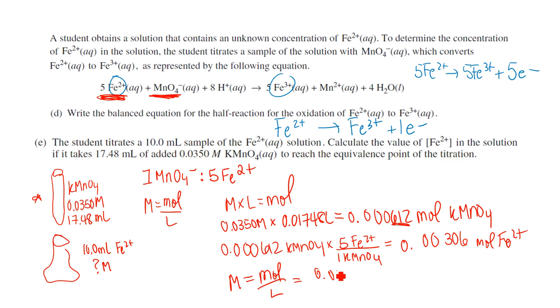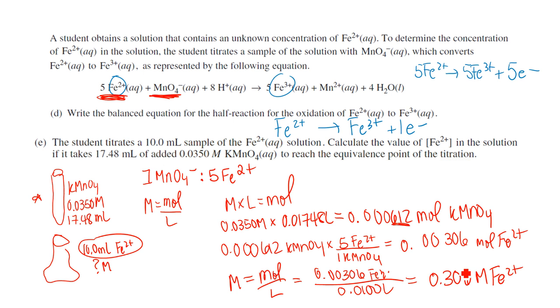So anyways, I'm going to take my moles of iron and then divide it by my volume of iron. Make sure you use the right volume. So I'm going to use this volume. That's the solution I'm trying to find the molarity of. And then this is my molarity of the iron. It's 0.306 molar iron.